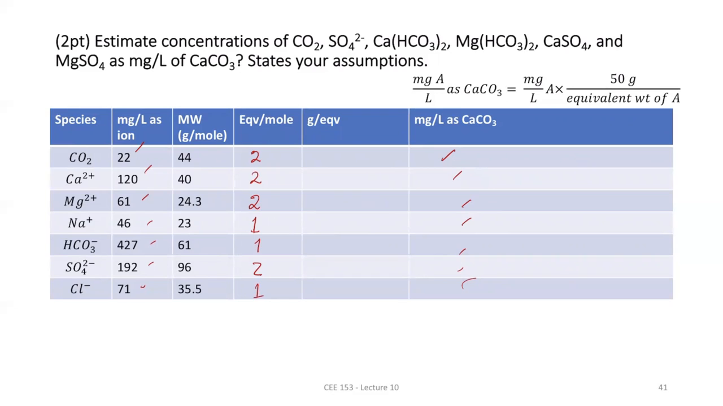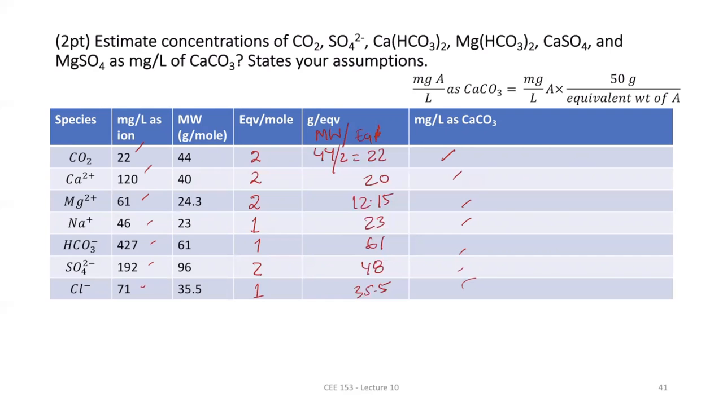So that's equal to molecular weight, gram per mole, divided by equivalent per mole. That will give you gram per equivalent. So molecular weight by equivalent per mole. Okay, so that will be 44 divided by 2, so that will be 22. If you do the same thing, calculate, this will be this number. Just going to calculate 96 divided by 2, 48, 35.5.